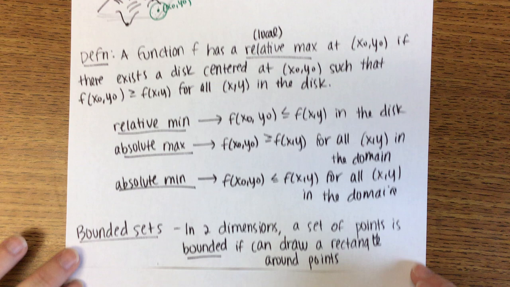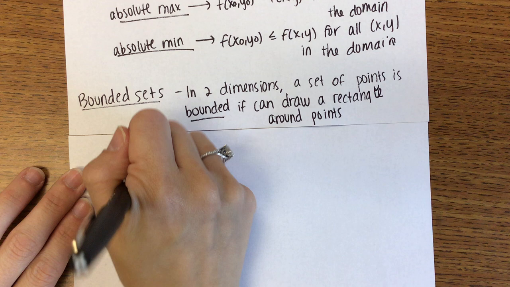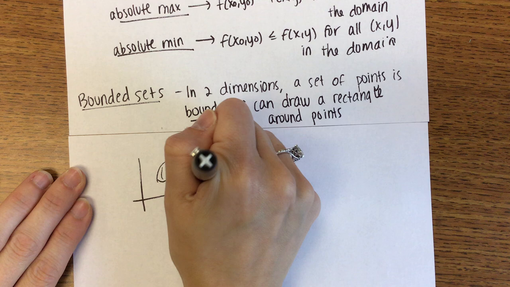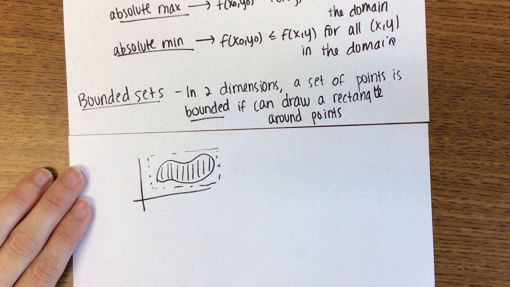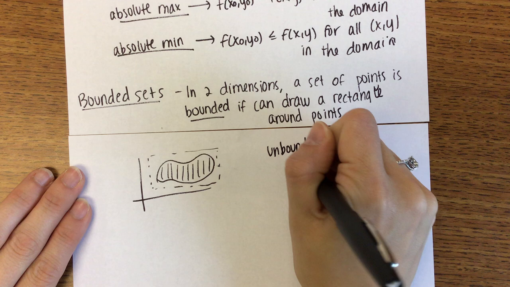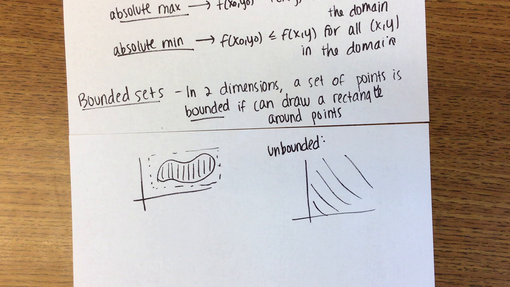For example, if we're looking at these points on the xy plane, we say these points are bounded because we can draw some rectangle around those points. A set that is unbounded would be if we were considering all the points in the first quadrant. We look at all the points in the first quadrant, there's no way for us to draw a rectangle around those points.